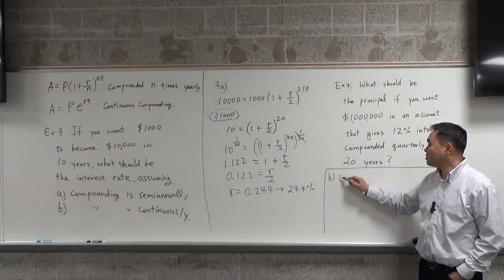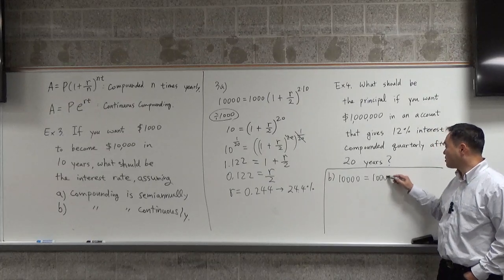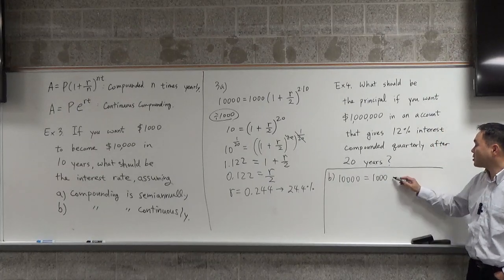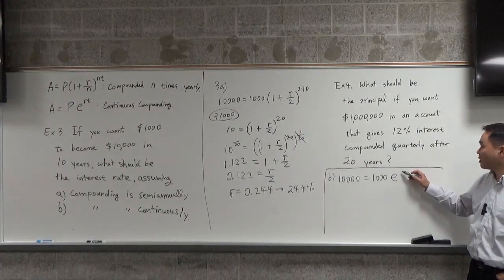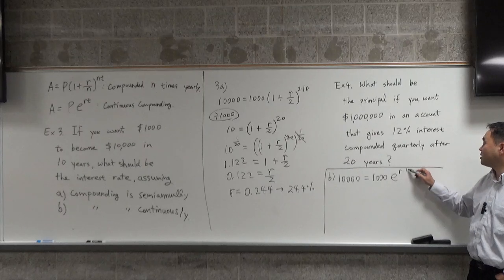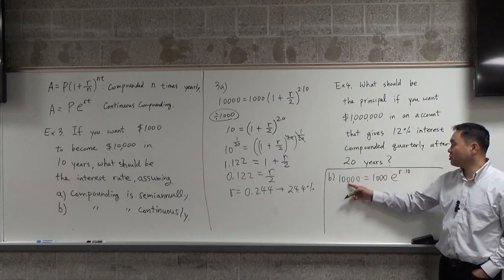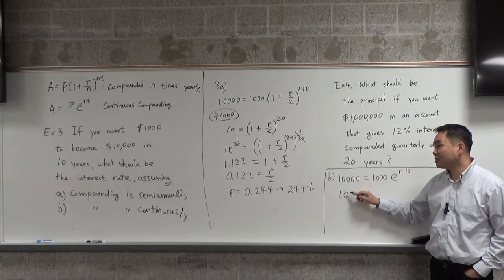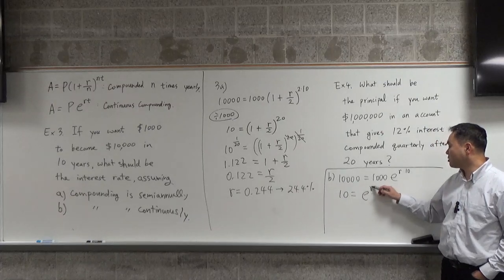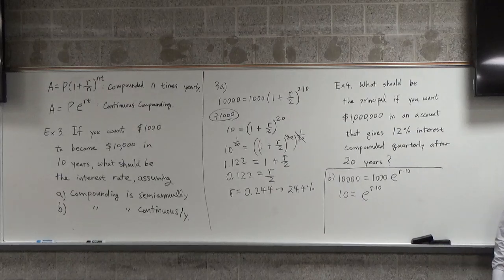Well, this time you get the $10,000 as the future value, $1,000 as the principal. e is always e. R is the unknown. 10 is the years. Okay. So once you have this, now divide both sides by 1,000. You get 10 equals e to the r times 10. Okay, how do you get rid of e?